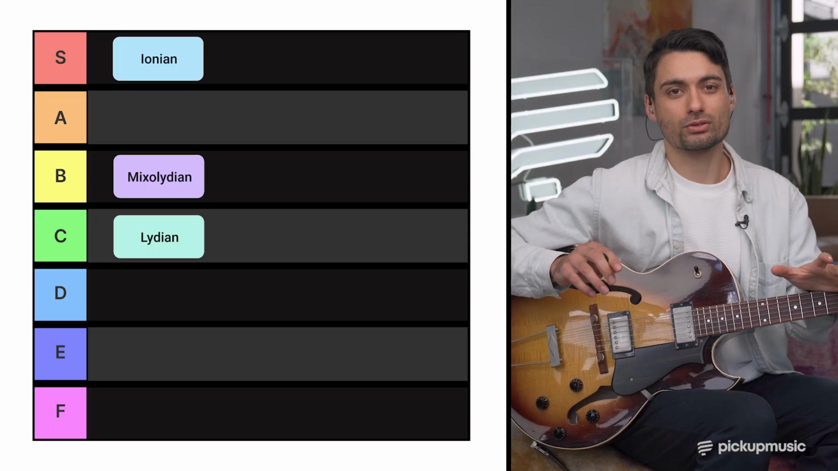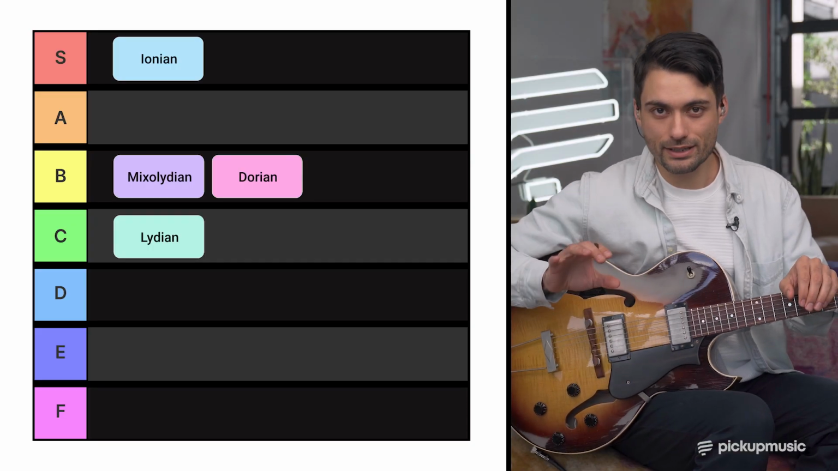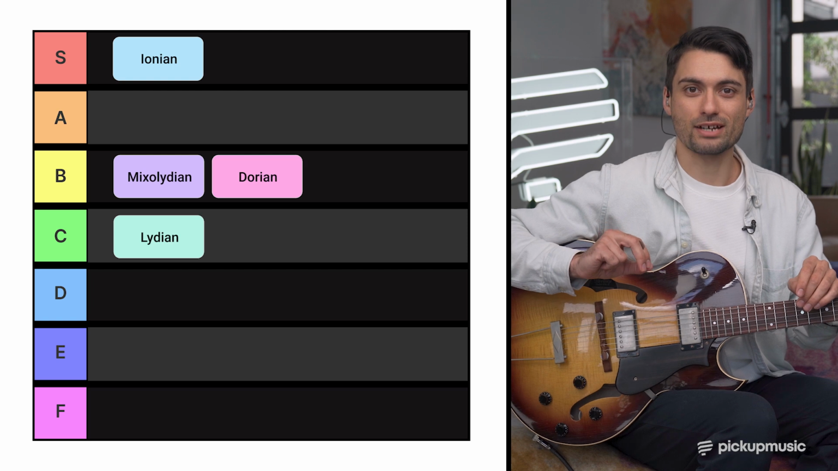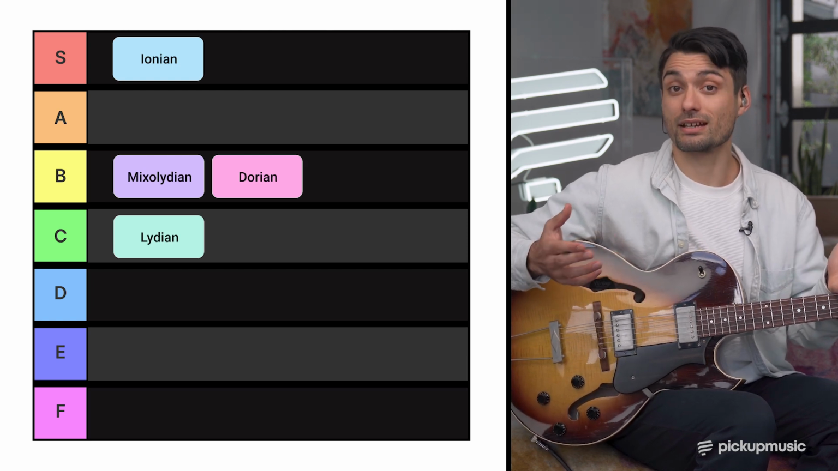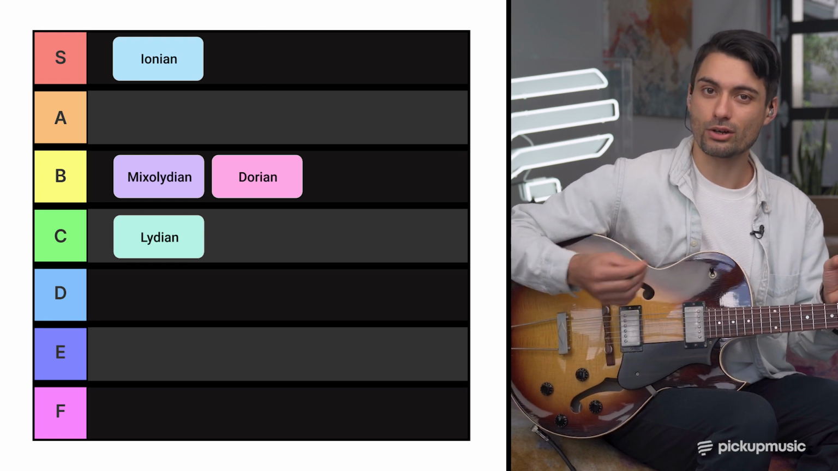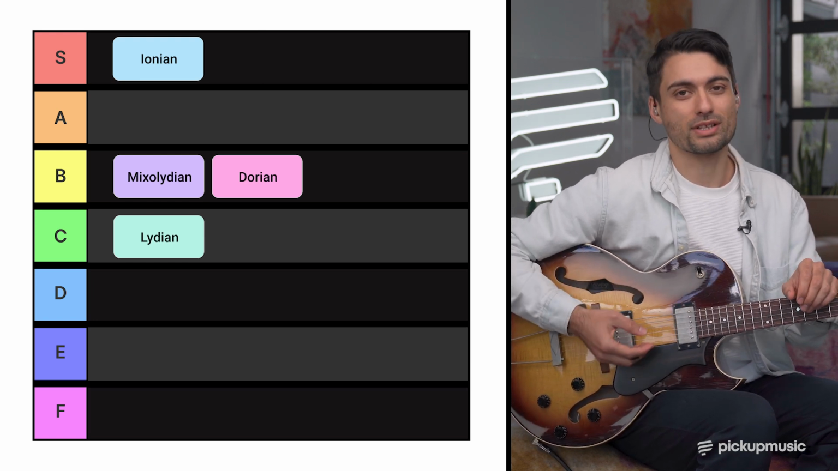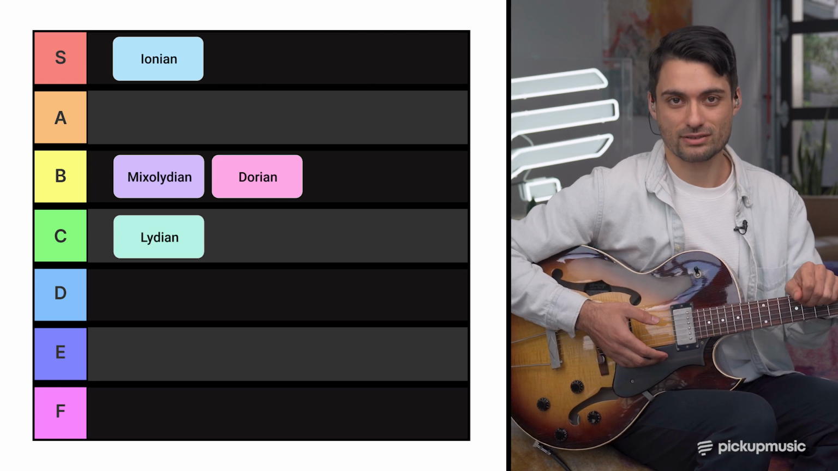Now I'm guessing that you're already somewhat familiar with this mode, but have you really internalized it? Can you hear it? Can you sing that mode? That's what we'll be doing today. I'm putting Dorian in the B tier with Mixolydian because it's a super fun scale to solo with. It's not as common and ubiquitous as something like the Aeolian minor scale or Ionian, but it's still really important to know and one of my favorite scales to solo with.